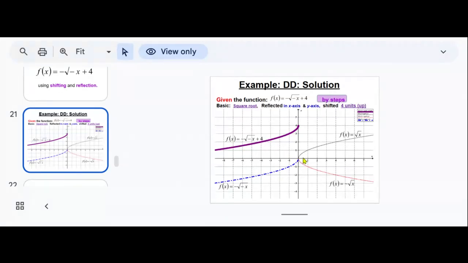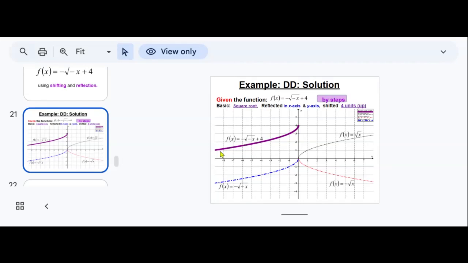First, this is the original one. I shift up how many units? 4. Then the negative is inside. Then I reflect around what? The y-axis. It will be like this. And then the negative outside. Reflect around the what? The x-axis. Make it below. Do you understand? If you understand, raise your hand.